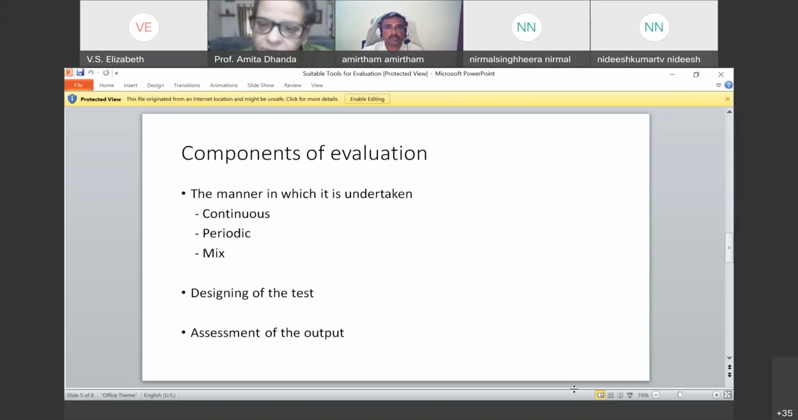Considering there is a difference in what you are testing, one needs to ask which one I want to use, and what is the frequency at which I want to do it. Again, that has a logic tied to what you are trying to achieve in your course. And then the whole question of designing of tests and assessment of output is what I'm going to discuss with you in the next 2 slides.